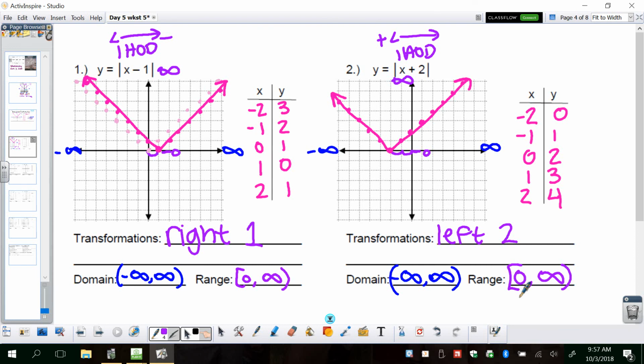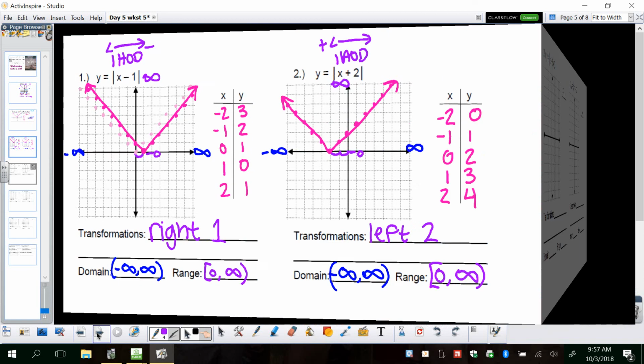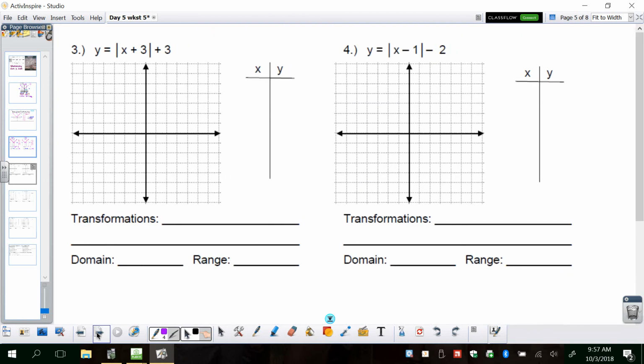Any questions on number 1 or 2? So let's look at number 3. What do you notice? Is it plus 3 outside? I have 2 changes. So what do those 2 changes mean? Up 3. One of them means up 3. What's the other one mean? Left. Left 3.